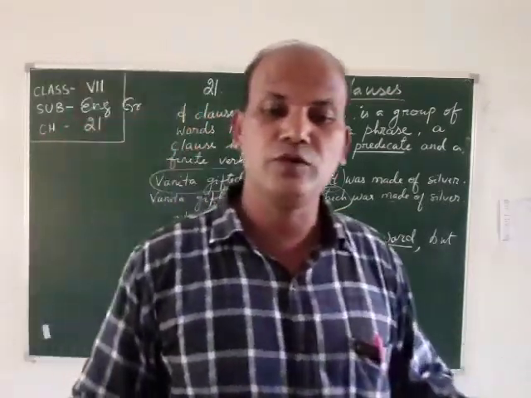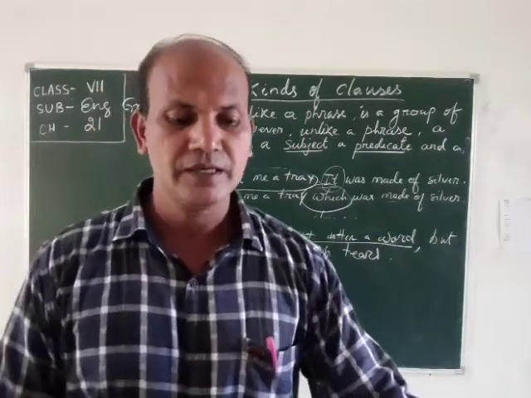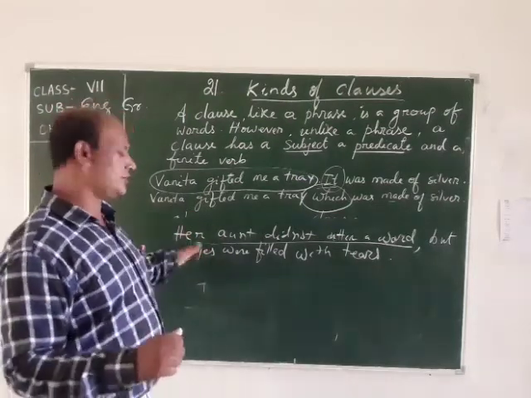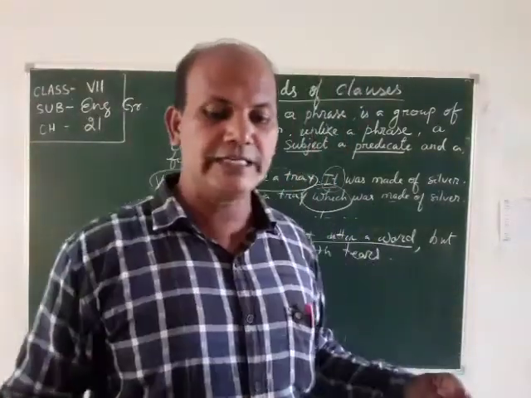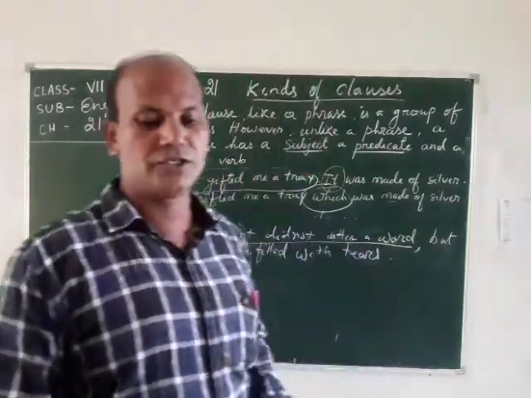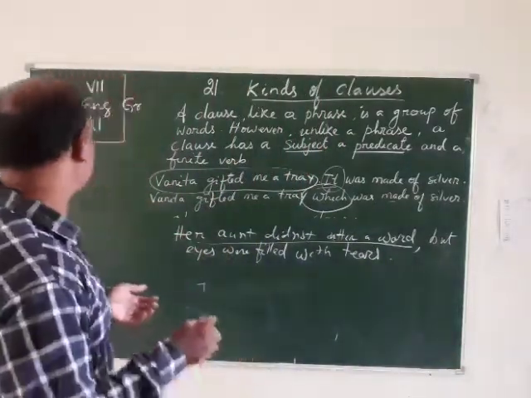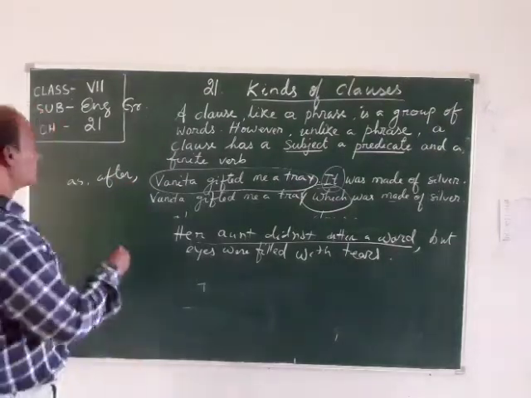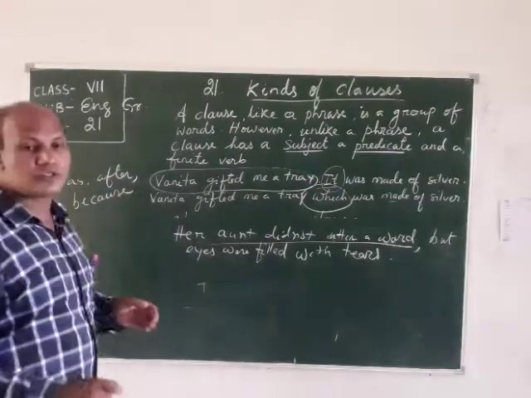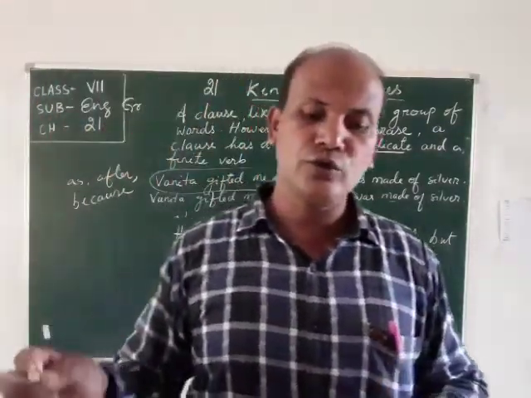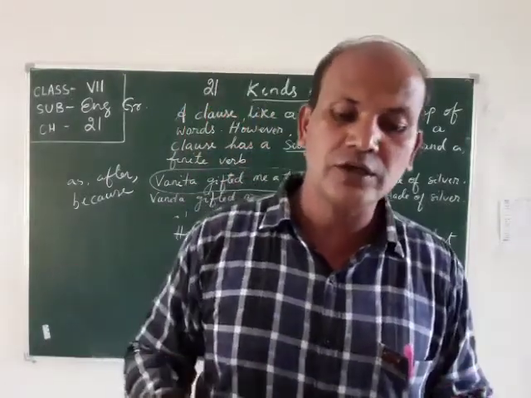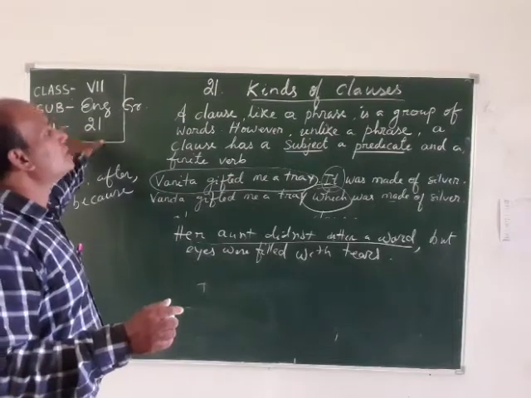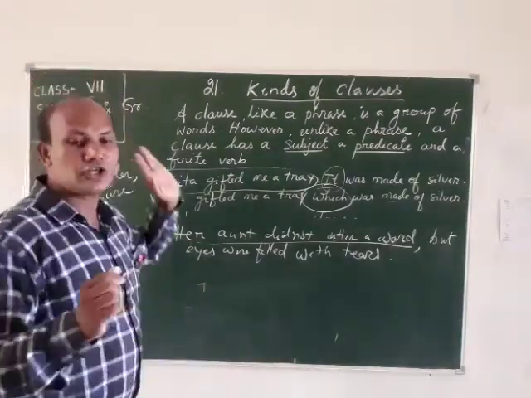So you have to know a clause is a group of words which has a subject, a predicate, and a finite verb. The dependent and independent clauses are joined by subordinating conjunctions. Do you know conjunctions are joining words? What are the words? As, after, because, if, that, though, although, where, wherever, so that, unless. These are the conjunctions. By adding these conjunctions, we can join subordinate clauses with main clauses.